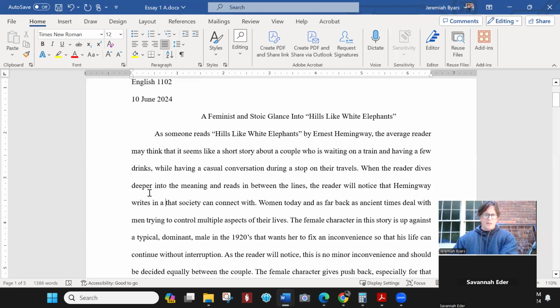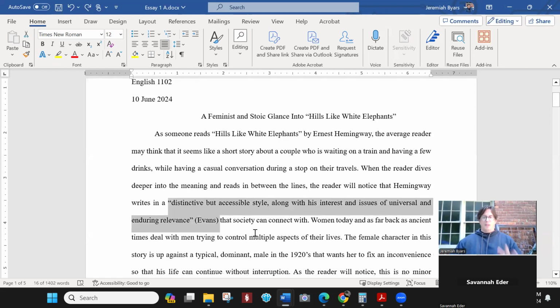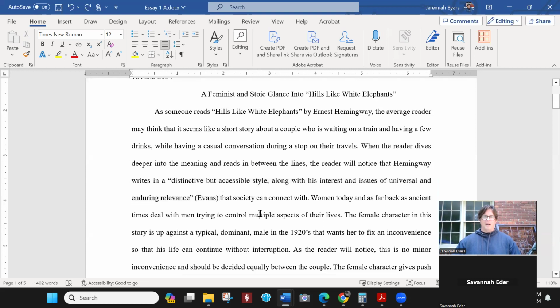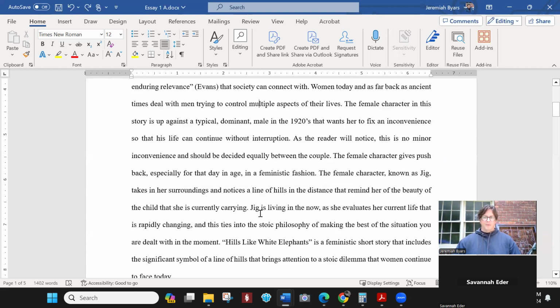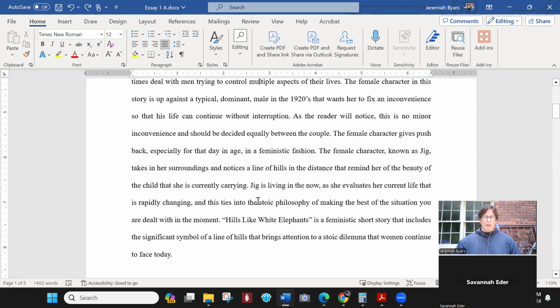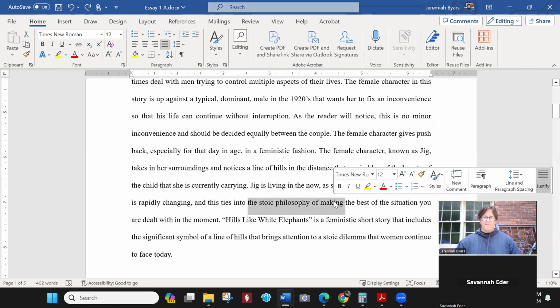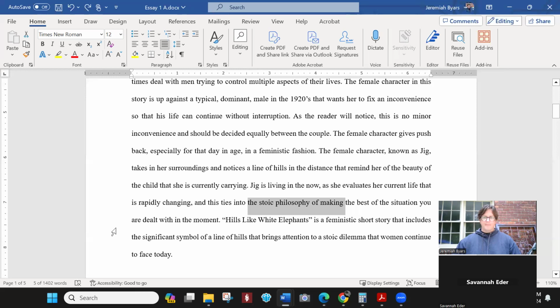"When the reader dives deeper into the meaning and reads in between the lines, the reader would notice that Hemingway writes in a that society can connect with." In a what? So we know that the quote is supposed to be there. That means it's integrated. If I can delete your quote and the sentence still makes perfect sense and it's complete, then it was not integrated correctly. Okay. We have reference to Stoic philosophy.